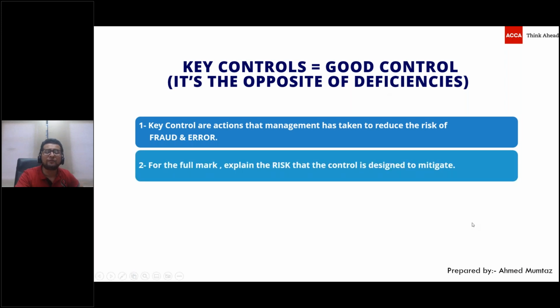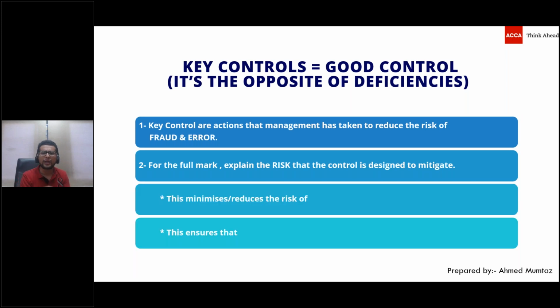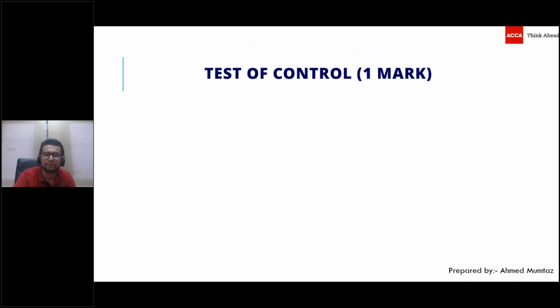So in order to get the full mark, you have to explain the risk that the control is designed to mitigate. A key control will avoid a risk, so you have to explain what would be avoided. How can you explain the key control? This minimizes the risk of. This reduces the risk of. This ensures that. So this is how we have to explain the key control.